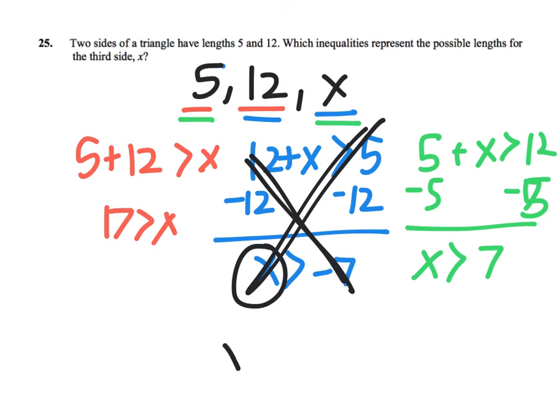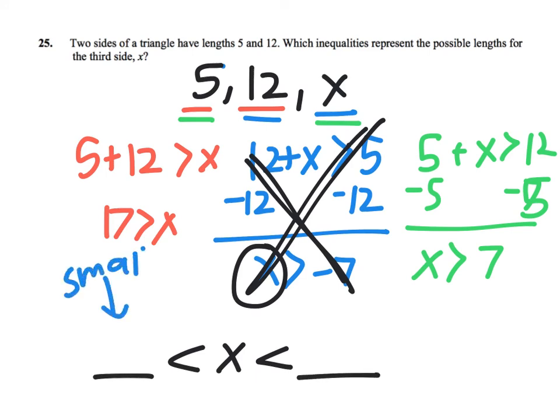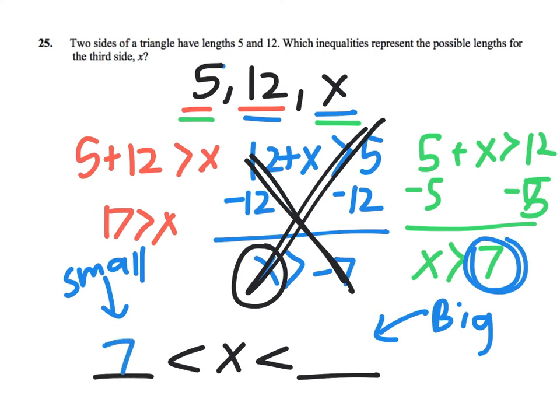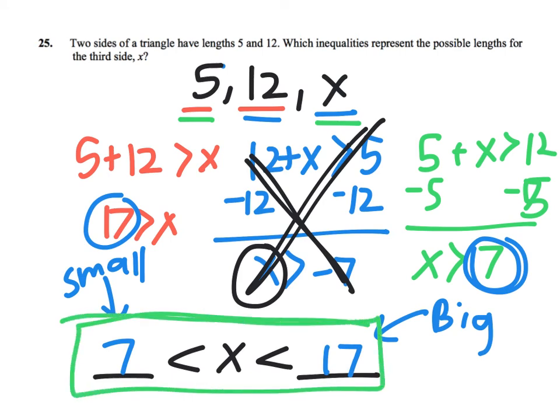You want to write your answer with x in the middle, and there should be a number before and a number after. Your first number should be the smallest. Your second number should be the big number. So I notice we have 7, that's my small one, it's going to go first. And then we have 17, that's the big one, it'll go last. So my final answer would be 7 is less than x, which is less than 17.